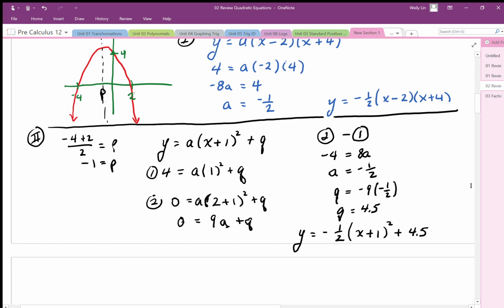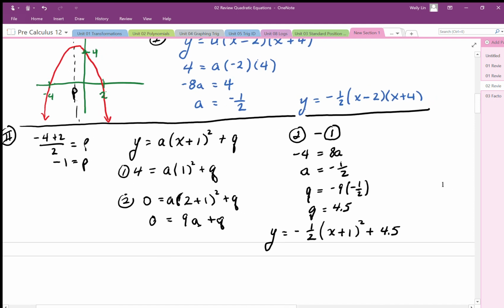This is the graphing form of the same equation. And these two equations here, I'm just going to highlight them. This answer and this answer are in fact equivalent equations because they're the same parabola. Just one's in the factored form, the other one is in graphing form.